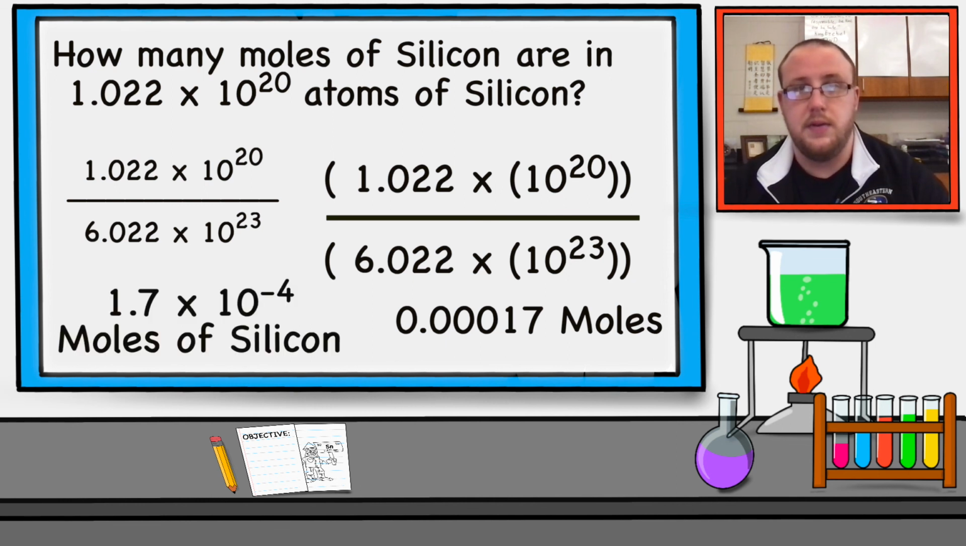If I'm writing this in scientific notation, this would be 1.7 times 10 to the negative fourth moles of silicon. Okay, so now you should be able to go back and forth from moles to atoms or molecules, and from moles to atomic mass or formula mass. Pretty soon we're going to bring both of these components together and start solving more complicated chemistry problems.